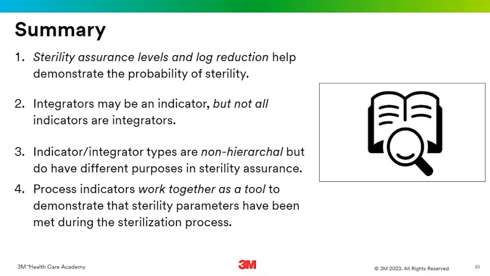Indicator and integrator types are non-hierarchical, but do have different purposes in sterility assurance. Just like how sterile processing professionals, infection prevention, and our perioperative partners all work together to get our patients home safely and infection-free, is the same way all of our indicators and integrators work together. You could have all the tape in the world, but it's not going to hit the same way as a type 5. And you can't get to seeing how your type 5 looked if your tape didn't change on the outside, because it's going to raise alarm. Yeah? So everybody works together. And process indicators work together as a tool to demonstrate that sterility parameters have been met during the sterilization process.